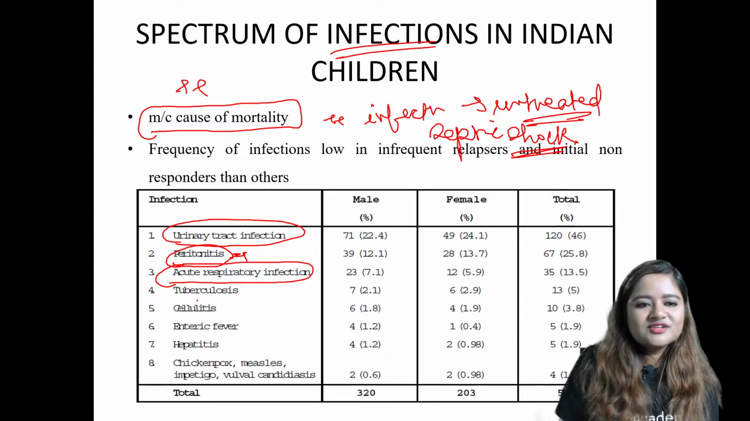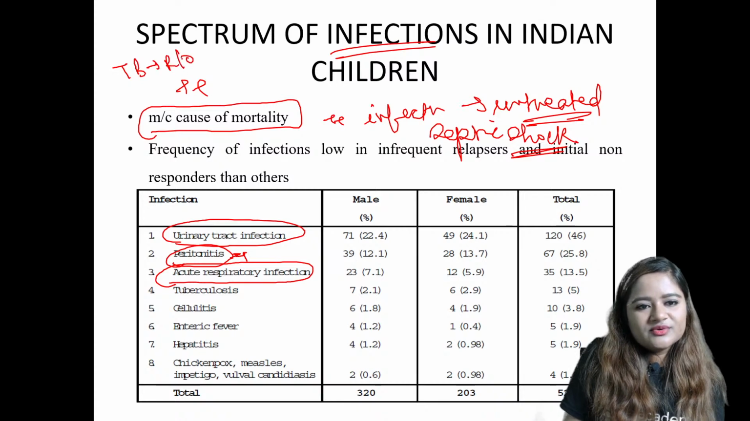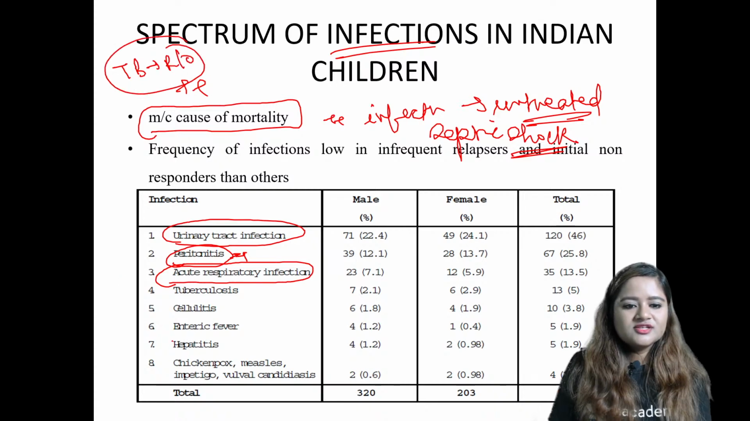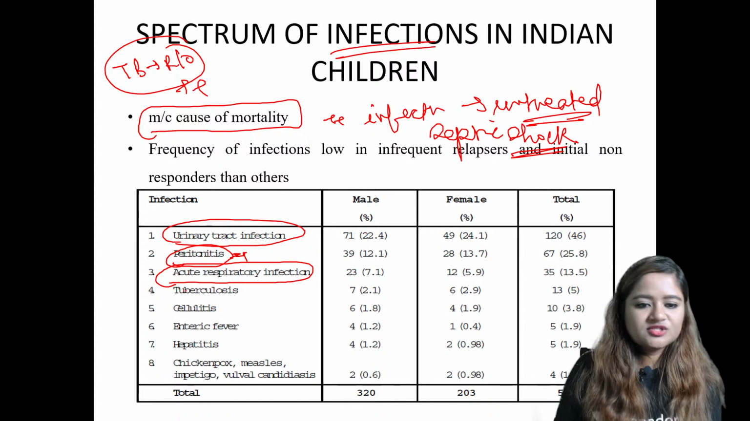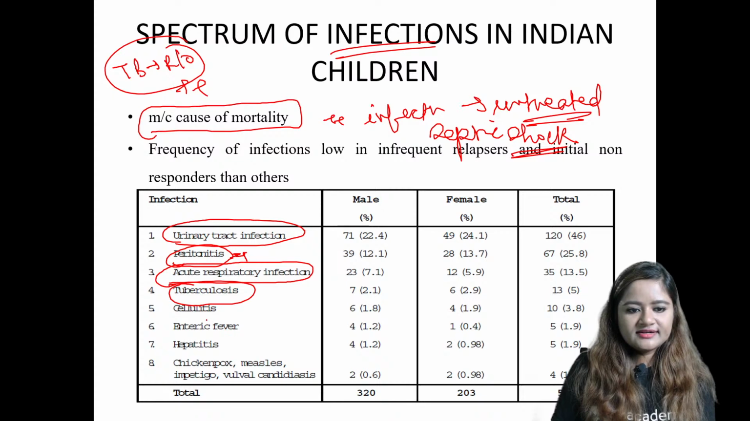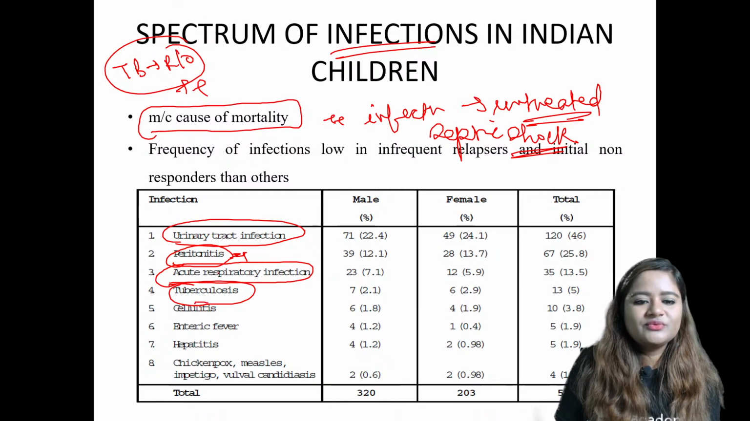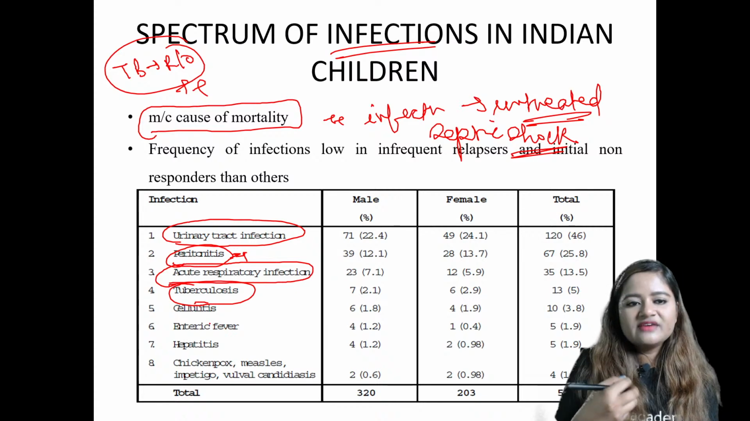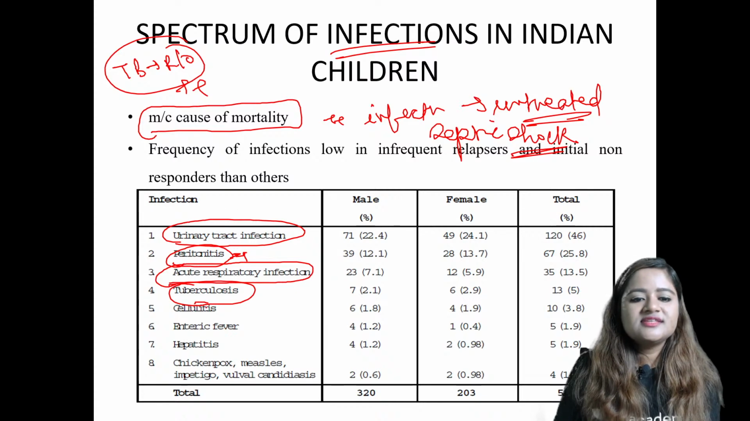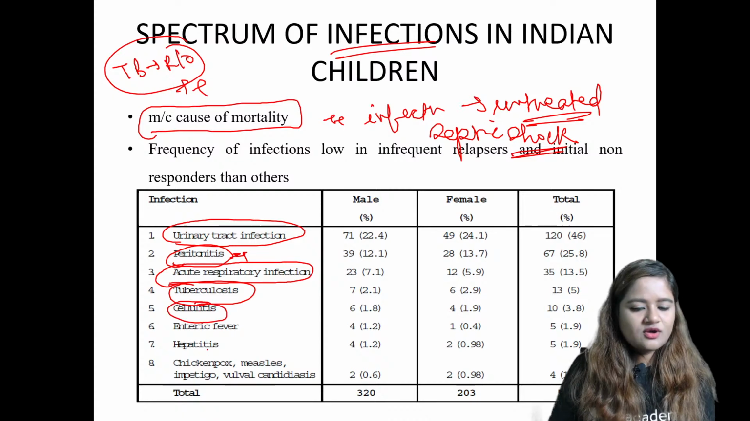I've given you homework: please learn and tell me why we need to rule out tuberculosis in patients of nephrotic. What is the importance of TB in patients of nephrotic? Why do we need to do a workup for TB? This is one infection that occurs in nephrotic, but you have to tell me the answer. Why have we added the workup of tuberculosis in the investigation plan of nephrotic? There can be cellulitis as a complication.